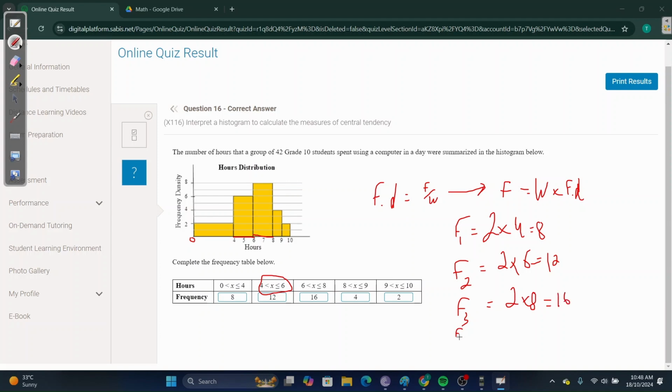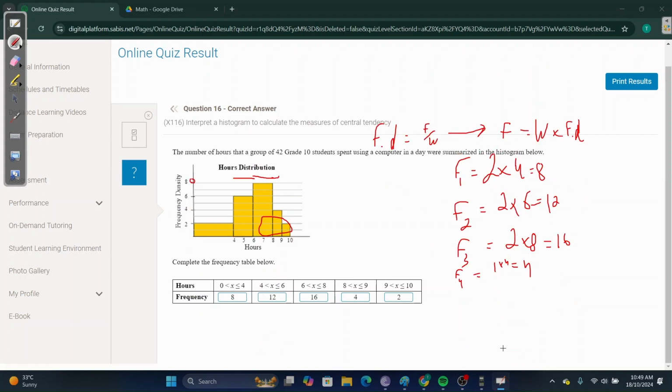F4 is 8 to 9 this time, which is a width of 1, times the frequency density of 4, so 4. And F5, I'm just going to bring this slightly up. F5 is equal to 9 to 10. I'll just erase this circle. 9 to 10, which is 1. That's our width, times the frequency density, which is 2. So 1 times 2, which is 2. Perfect. Okay, these are our frequencies.